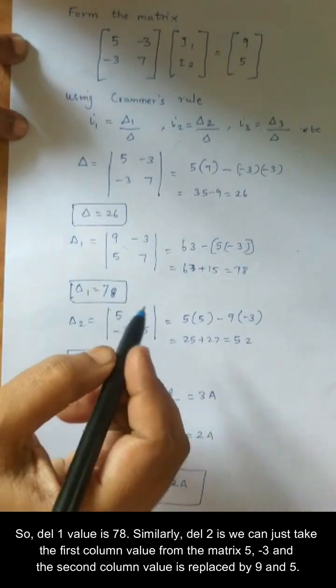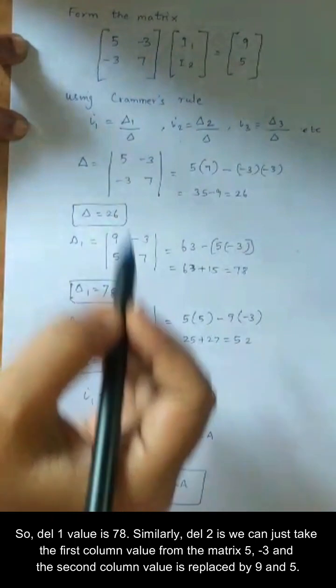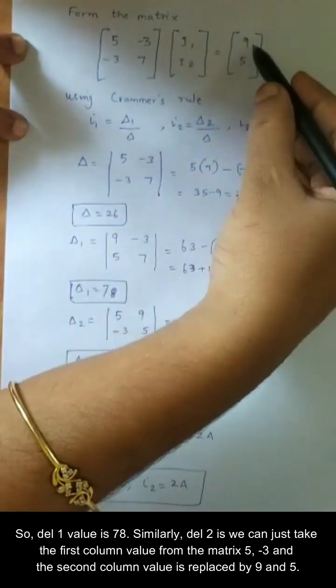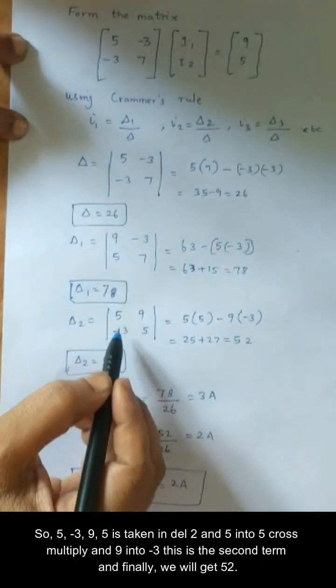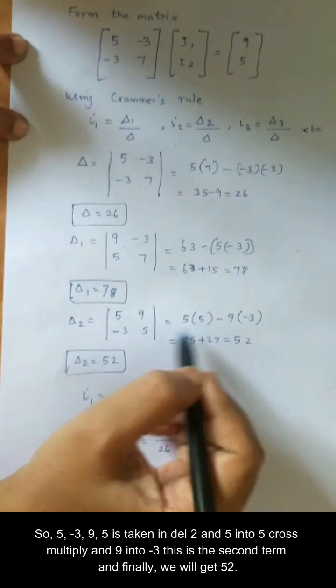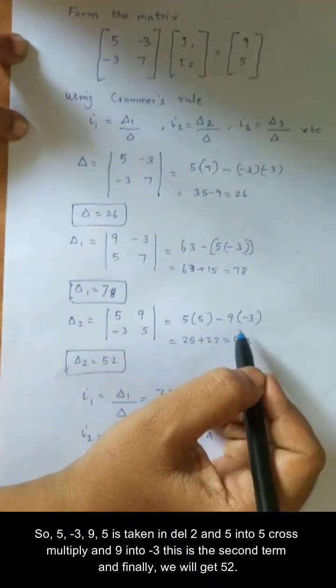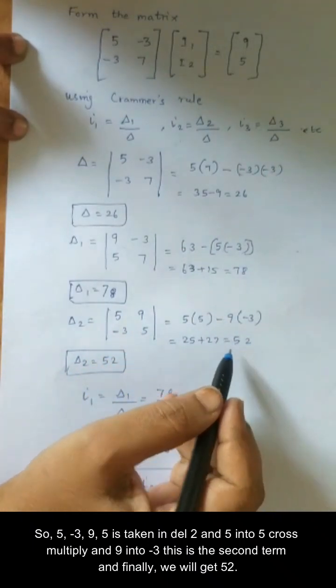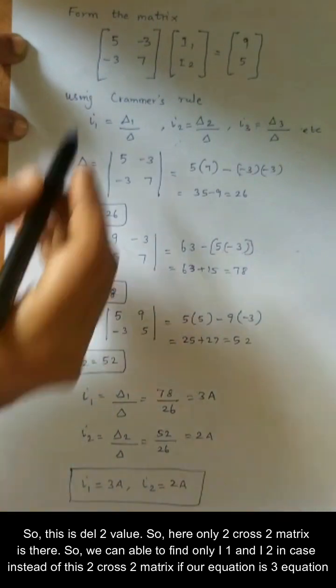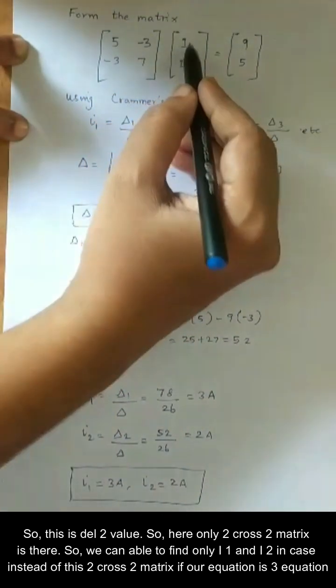Similarly, for del 2 we take the first column from the matrix, 5 and minus 3, and the second column is replaced by 9 and 5. So 5, minus 3, 9, 5 is taken in del 2, and 5 into 5 cross multiplied with 9 into minus 3 is the second term, and finally we get 52. So this is the del 2 value. Here only a 2 cross 2 matrix is there, so we can find only I1 and I2.